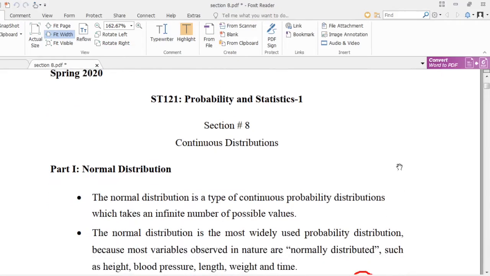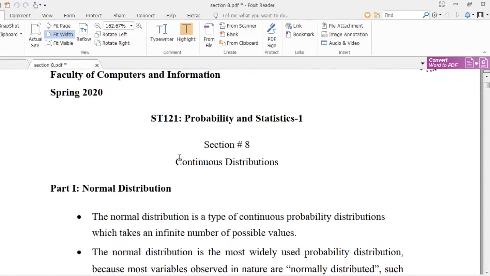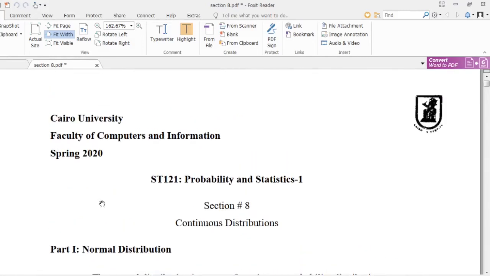We will discuss in this section three types of distribution: the normal, the uniform, and the exponential. But our focus will be on the normal distribution because it is the most used distribution you will have in your next years of study and in your real life.